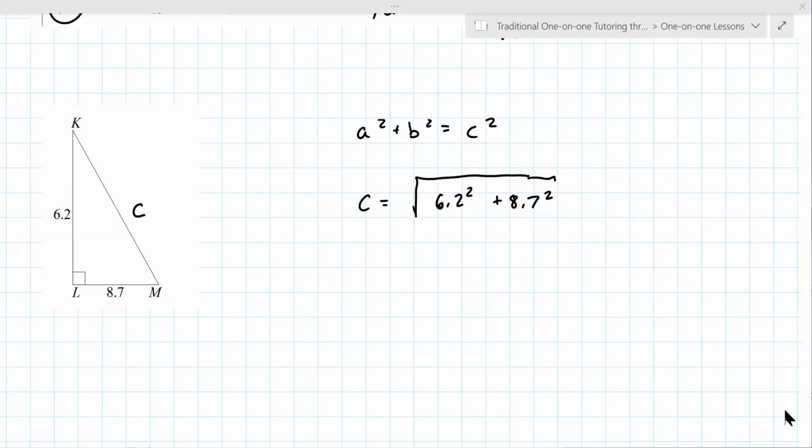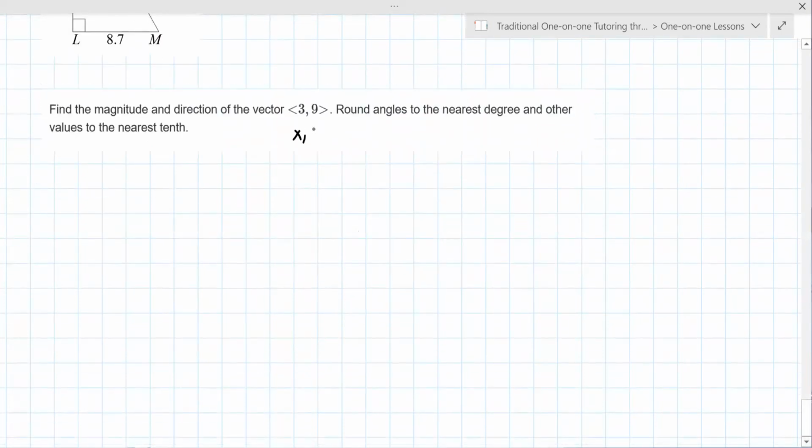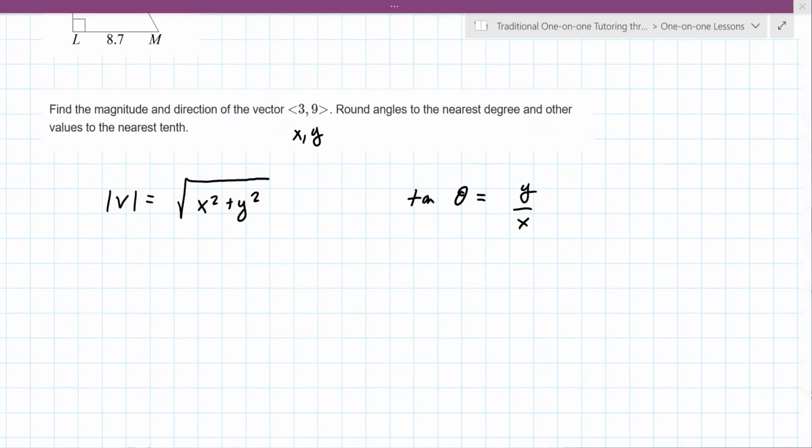All right, so next question here. It says to find the magnitude and the direction. Okay, so this vector is x comma y. The magnitude of the vector is the square root of x squared plus y squared. Doesn't that look familiar? Didn't we just do that? Yes. Okay, so go ahead and find that for me. And the next one we'll find is the angle, but go ahead and give me the magnitude first, please. Okay. Okay, I get 9.5. Okay, perfect.